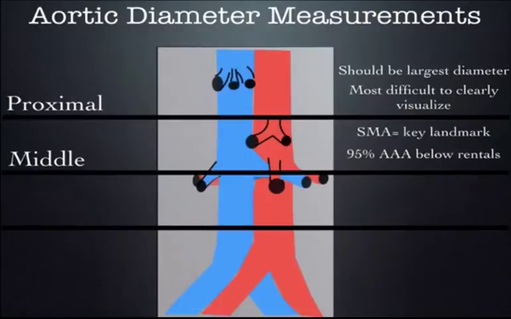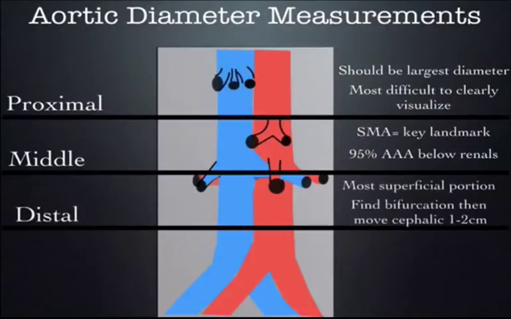The renal arteries themselves are actually quite difficult to visualize with ultrasound. In fact, most of the time you're not going to see them. So not only is the superior mesenteric artery the landmark for the middle segment, it's also the landmark for the renal artery takeoff. Understand that 95% of AAAs are below the renals.